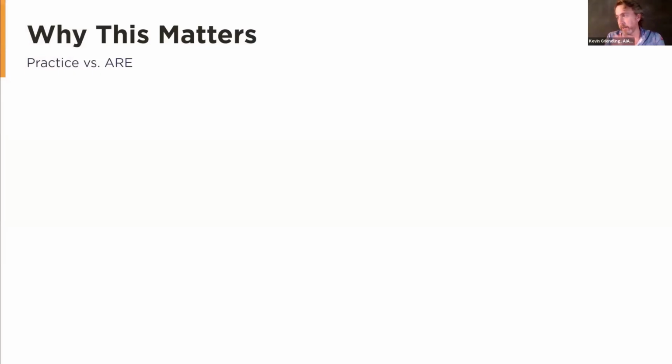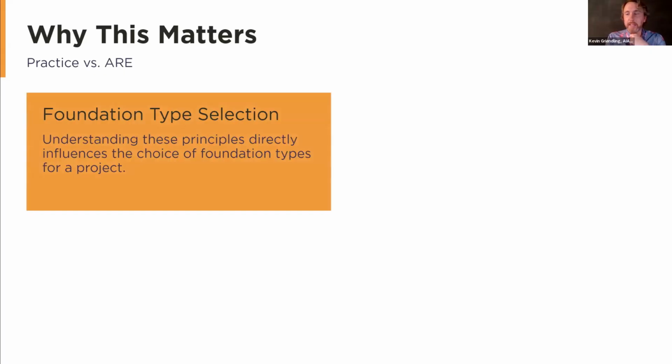Why this matters. Essentially, the ARE and practice are fairly aligned when it comes to geotechnical reports and how they should be used, which is nice. It's one of the better evolutions from ARE 4.0 to ARE 5.0, I think, than some other arenas. And it's one of the more scientifically technical pieces that exists in the programming and analysis exam.